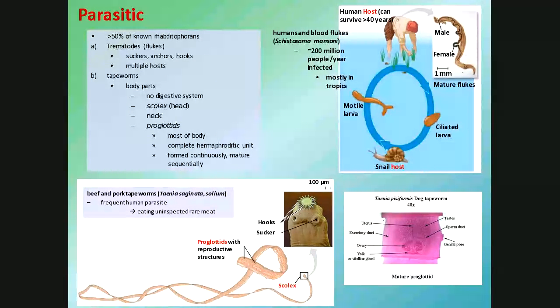All I need is something to hold on with, right? They don't have a head, but in the scolex region, see in the picture down below, they have suckers and they have hooks.